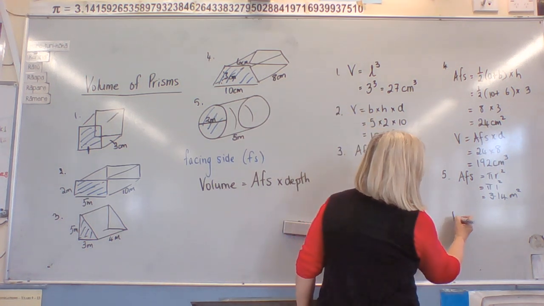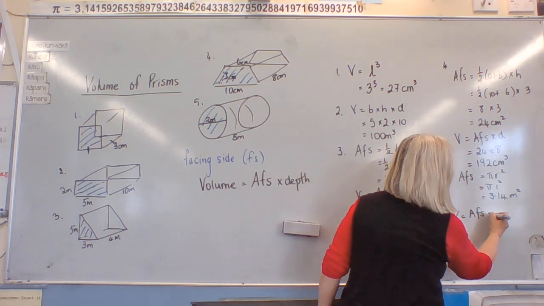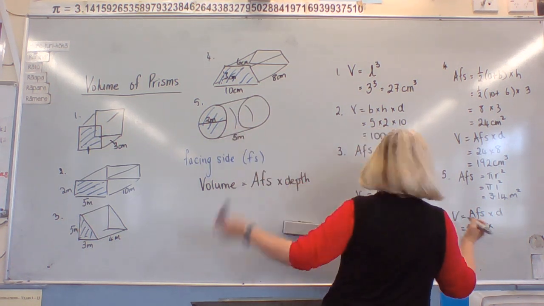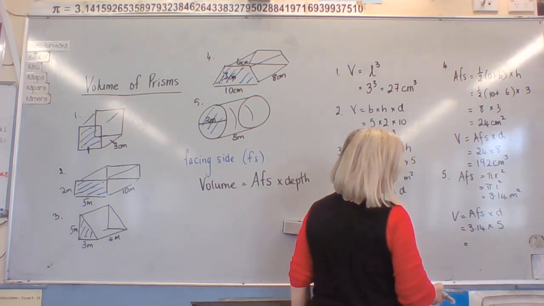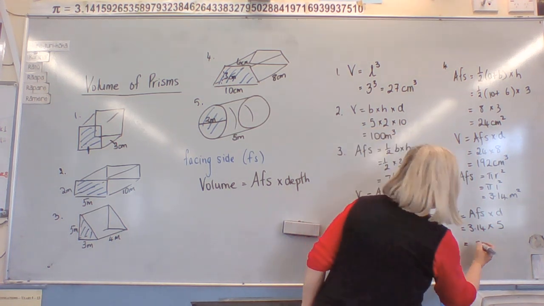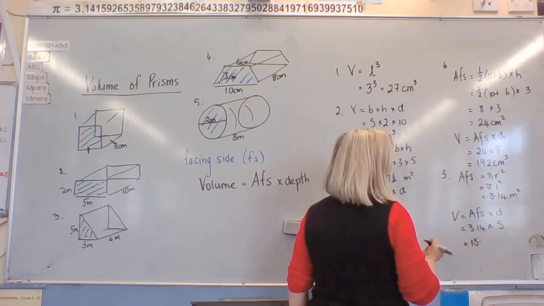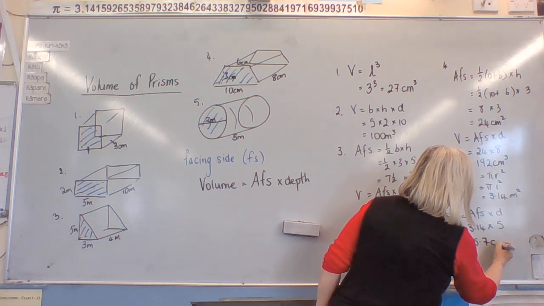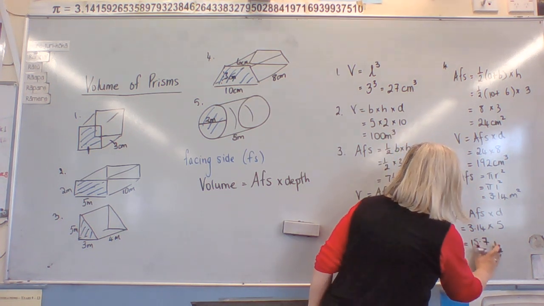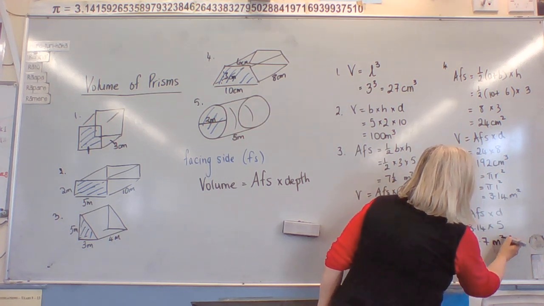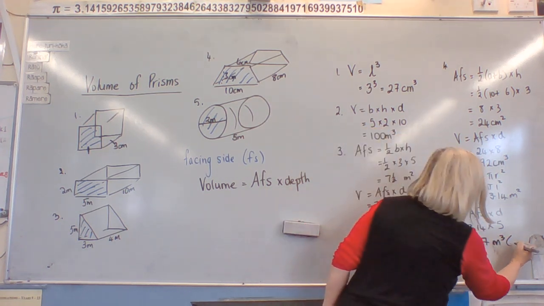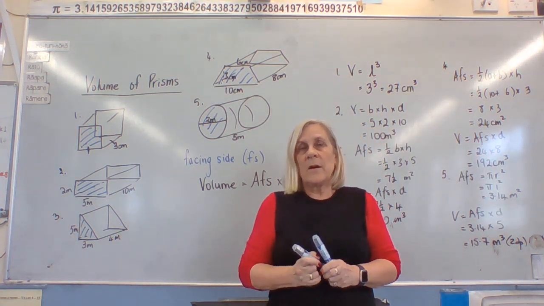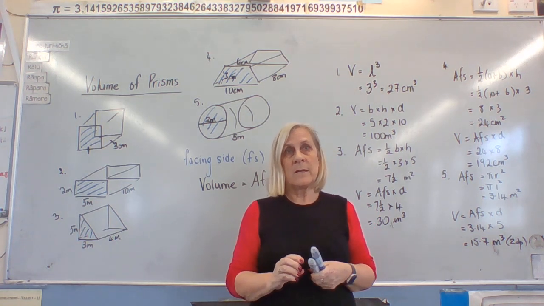Then we want the volume, so it's the AFS times the depth. So 3.14 times 5 equals 15.7 metres cubed. And because we use pi in this one, we're going to say that that's accurate to 2dp, because that's where we rounded. All right, any questions? Awesome.